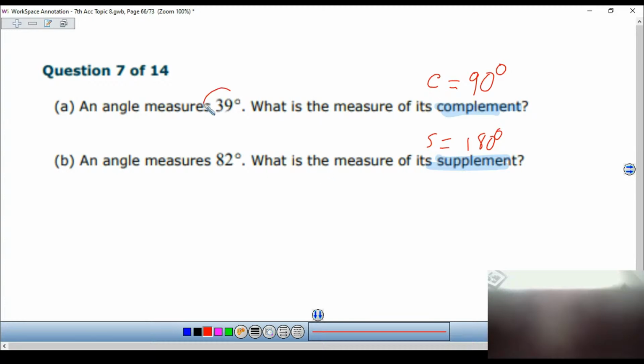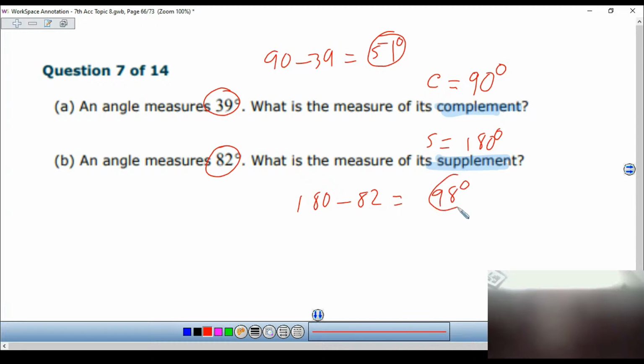If we know one angle, and we want to know its complement, all we have to do is subtract it from the total. So for there, we're going to go 90 minus 39, and that's going to give us 51 degrees. Okay? For the angle measure 82, it's one part of a supplementary angle. So we take the 180, and we subtract 82, and that should give me 98 degrees. All right, is that okay?